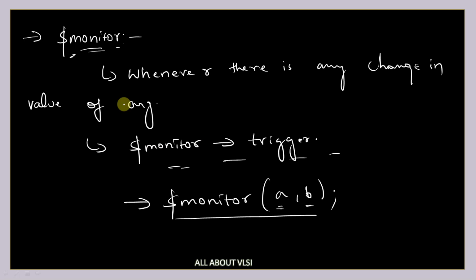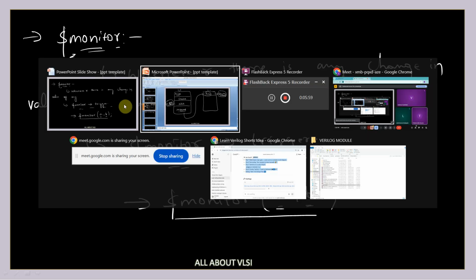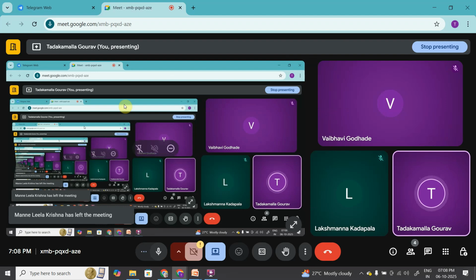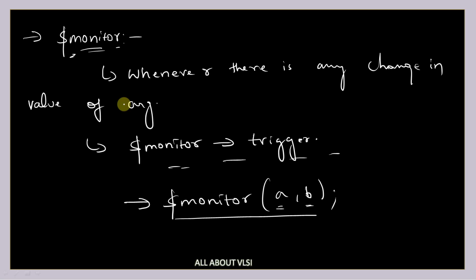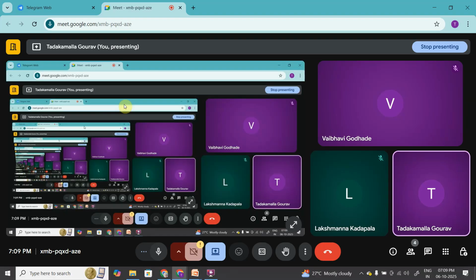Whereas your $monitor, it is going to execute whenever there is any change in the values of your A or B or any arguments which you have provided inside your $monitor. Is it clear? Any doubts or any queries in this? Next. So in which region is this $monitor going to be executed?